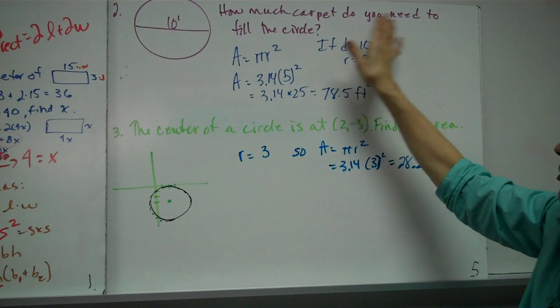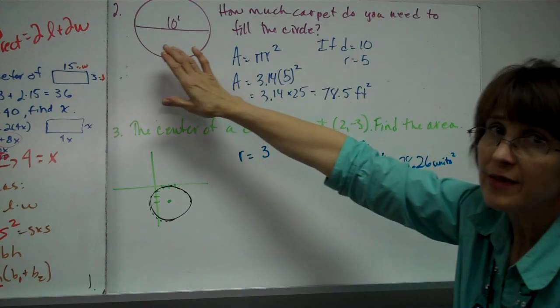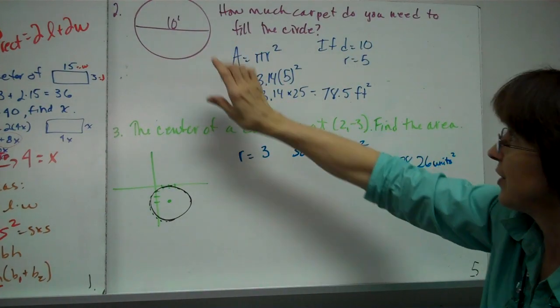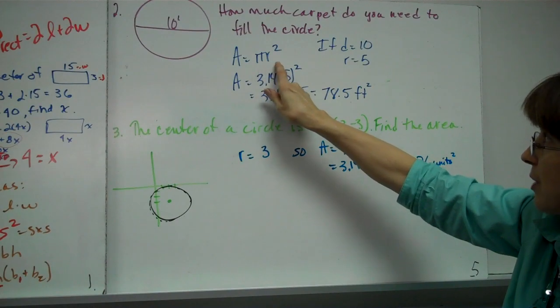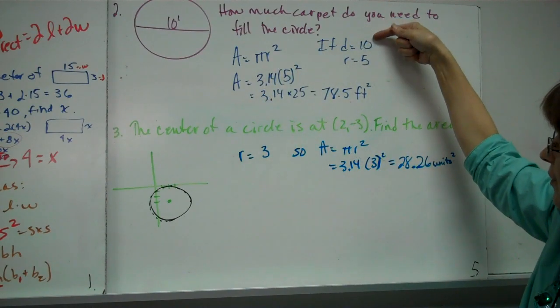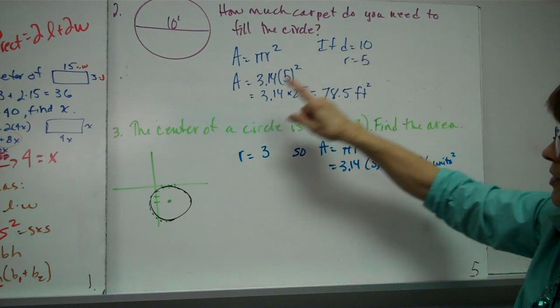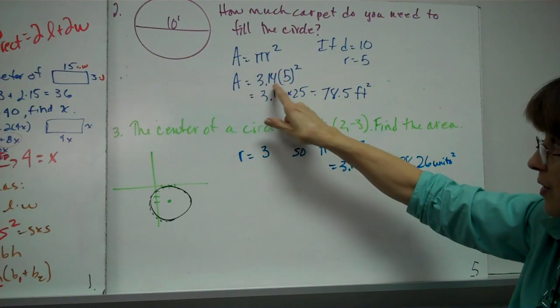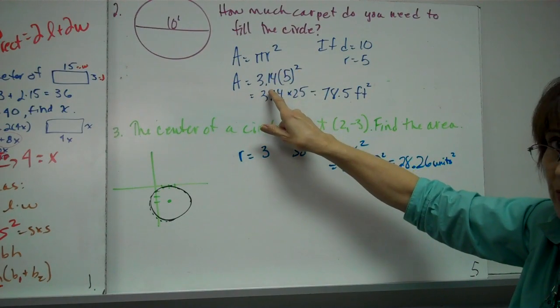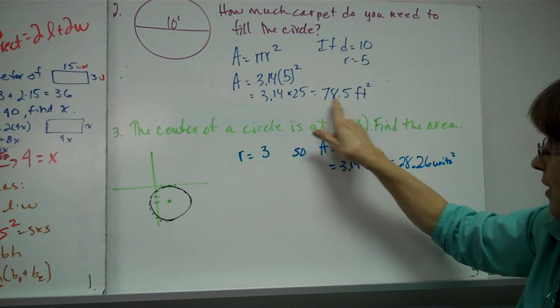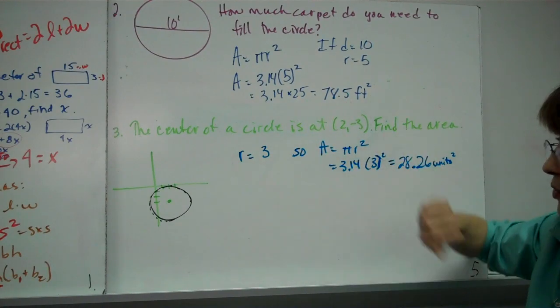Number 2 is how much carpet do you need to fill the circle? Well, if the diameter is 10 feet, write down your formula, a equals pi r squared. And remember now, if the diameter is 10, the radius is 5. So you have a equals 3.14 times 5 squared. You could use the 22 over 7, just depends. And then you multiply it on out and you get that, and make sure to label it feet squared.